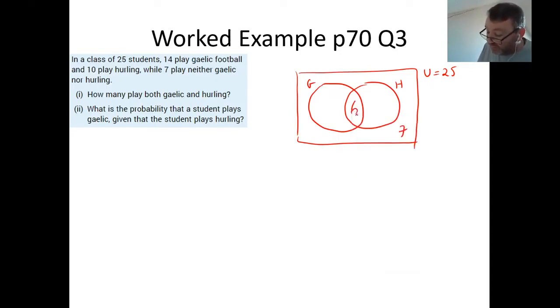And we've had that already when we were dealing with junior cert stuff. Okay, so that's 6. Now, go back again. 14 play Gaelic, so there must be 8 more in there to bring the Gaelic to 14, and then 10 play hurling, which must be 4 more.